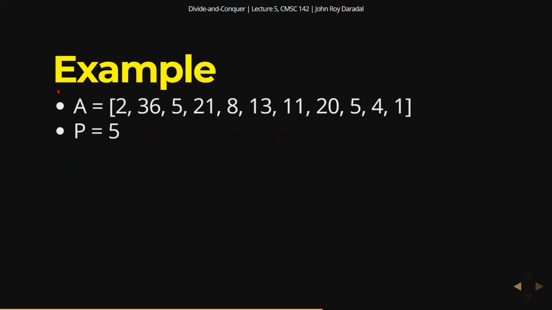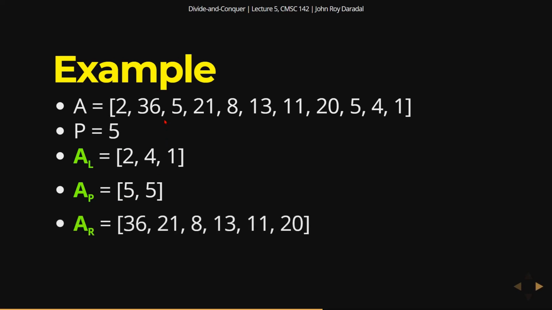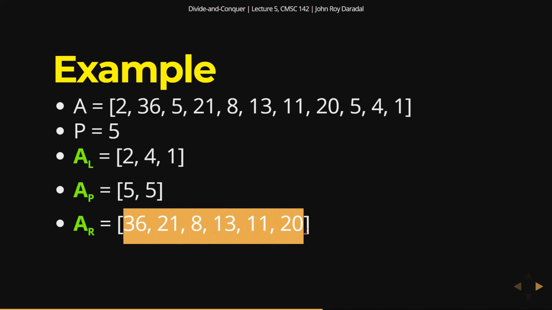If we have this array, for example, and our pivot is 5, this is how it would be divided. For A sub L, we would put 2, 4, and 1 because those are less than 5. For A sub P, we would put this 5 and this 5, because the pivot is 5 and they are equal. And for A sub R, we put the rest because those are greater than 5: 36, 21, 8, 13, 11, and 20. So the less than 5s, the equal to 5s, and the greater than 5s.